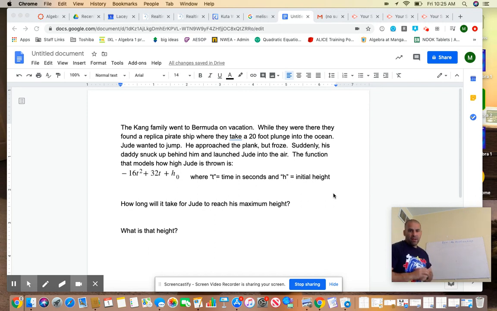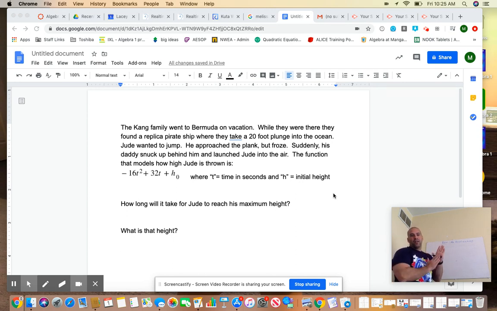Sounds fun. Jude did want to jump. So he approached the plank, but he kind of froze. He froze because when you're looking down from a great height, you may hesitate a little bit. Suddenly his daddy snuck up behind him and launched Jude into the air.